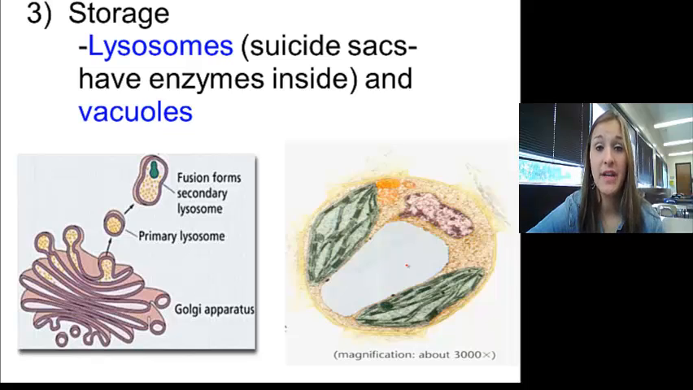Then there are organelles that function for storing things. There are two types of organelles that store things. One, lysosomes, and two, vacuoles. Vacuoles are just like sacs. They store things like extra water and food and waste. But lysosomes, those are the cool ones. Those are called suicide sacs. They're sacs, but they have enzymes inside of them. And the enzymes are going to destroy whatever is inside of those sacs. So here we have an example of a lysosome, and the enzymes that are inside of it are going to digest or break down this thing.